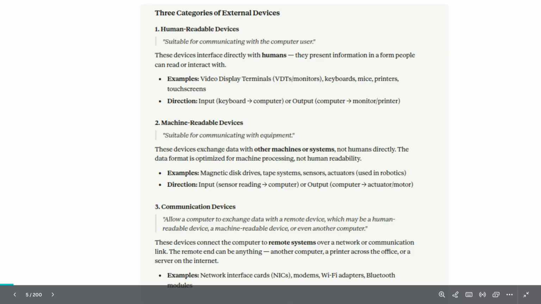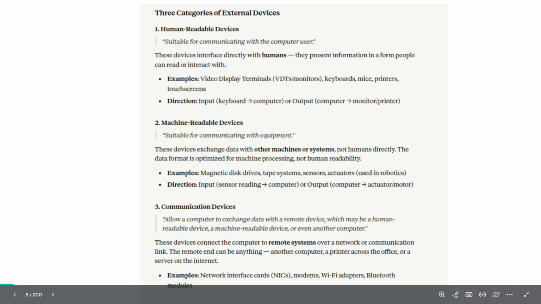other systems and all. Okay, so here what happened, no humans are directly connected here. So here the data format is optimized in such a way that it can be used for machine processing and not for human readability: the magnetic disk, tape drives, actuators, sensors, and all of these things.